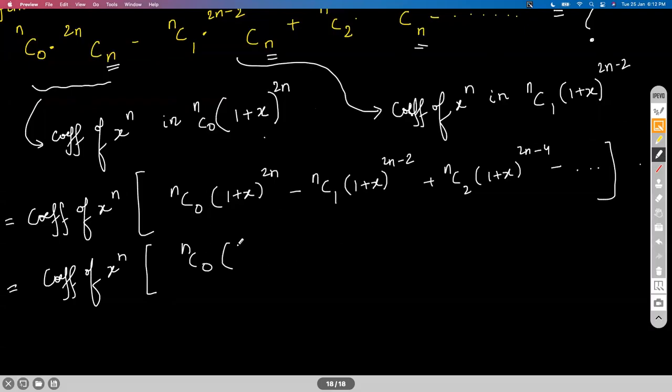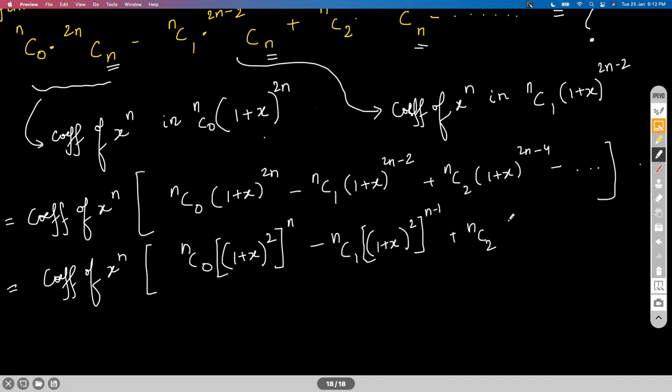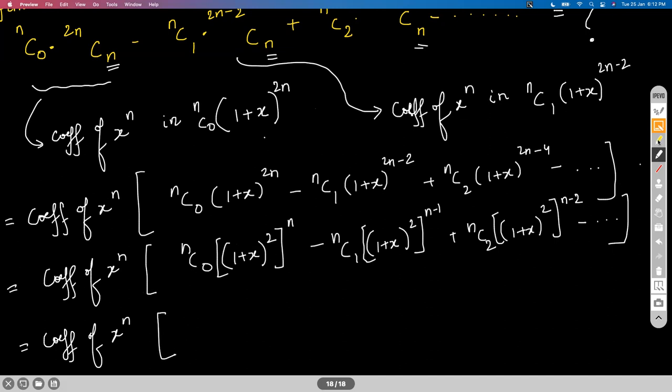So this term is nothing but, all of you please pay attention, (1 plus x) whole square to the power of n. Second term is nC1 (1 plus x) whole square to the power of n minus 1. Third term is nC2 (1 plus x) whole square to the power of n minus 2, and so on. Take this term (1 plus x) squared to be like some number y in your mind. So it's like y to the power n, y to the power n minus 1. So can I say it is actually y minus 1 to the power of n, where y is our (1 plus x) whole square? Remove this nC0, not required anymore.